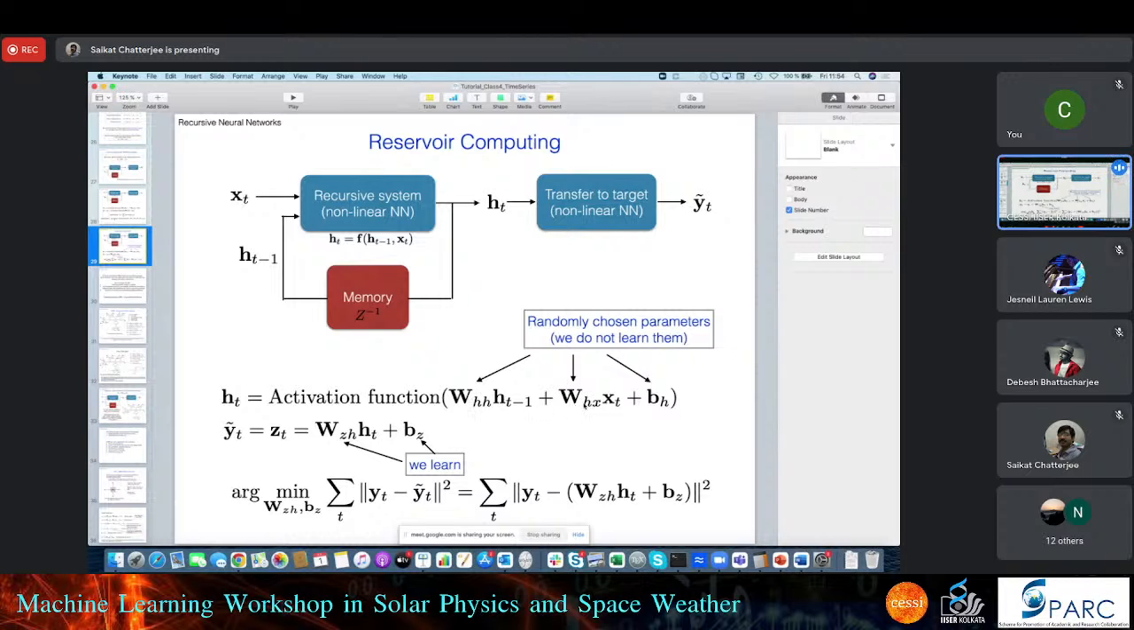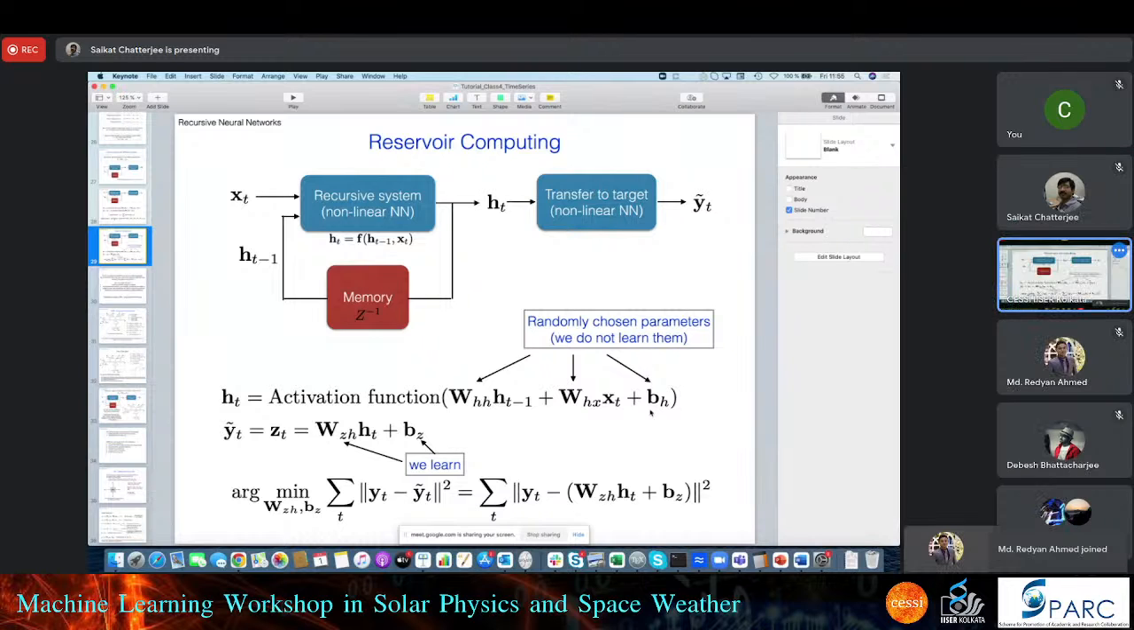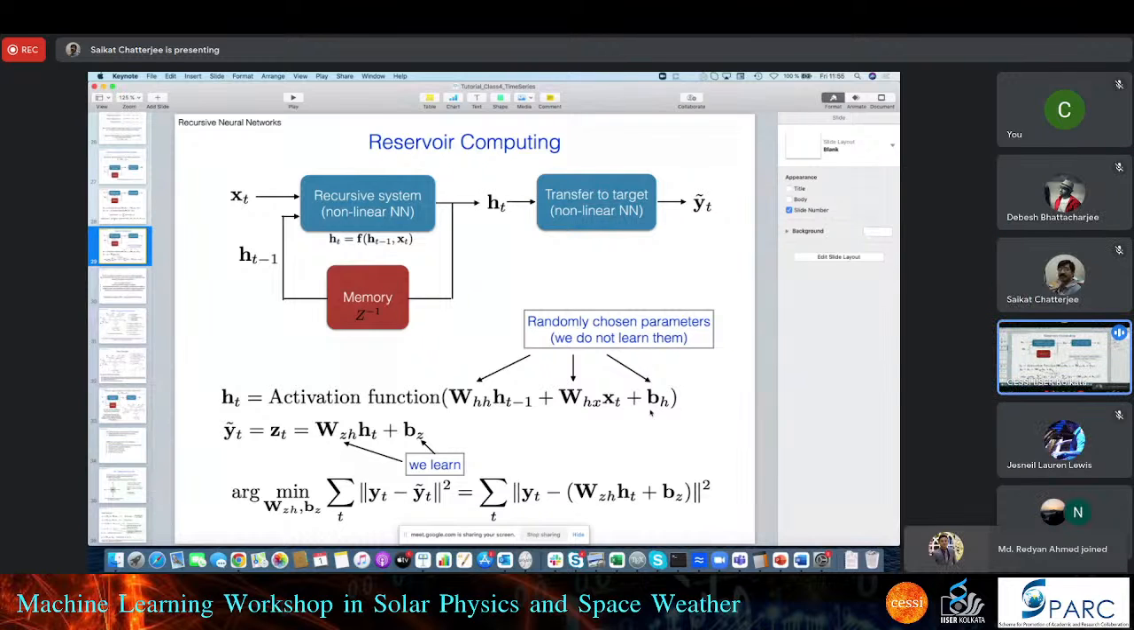And then these things are not learned, only this thing is learned. That is a least squares problem. So you have a global optimum solution for this Wzh for fixed values of these Whh, Whx, and bh. And random codes are good because whether I implement or you implement, we will get mostly a similar result. Large random matrices even show deterministic behavior. Large random matrices have singular values with a very fixed spectrum. These are well-known results from random matrix theory.